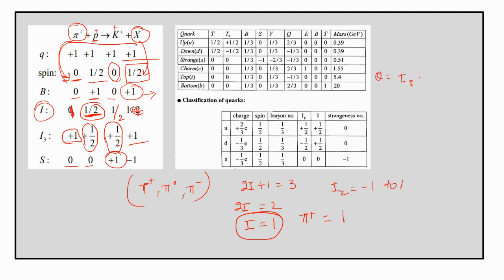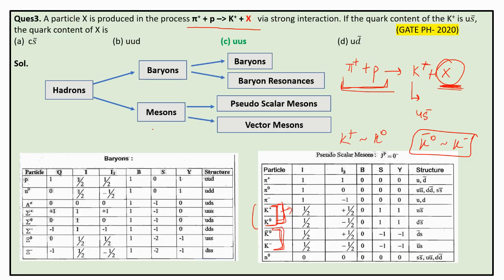Q is equal to I3 plus B plus S by 2. Q is the charge, I3 we have just found out, and B is the baryon number. So from that you will find S. Now see, any particle which has Q 1, spin 1 by 2, baryon number 1, which one will be that particle?